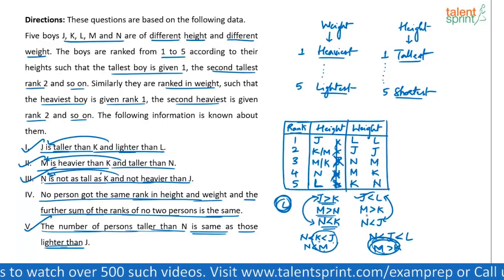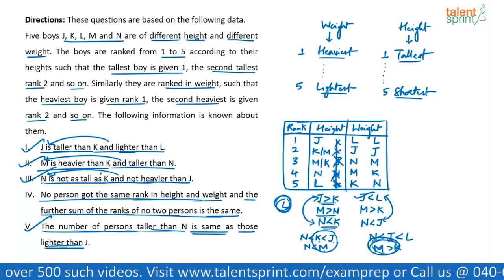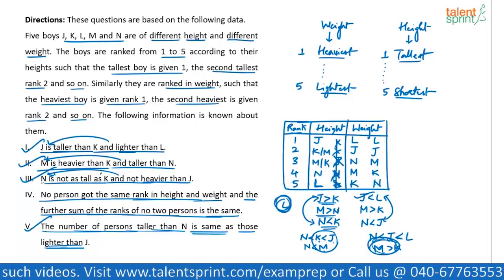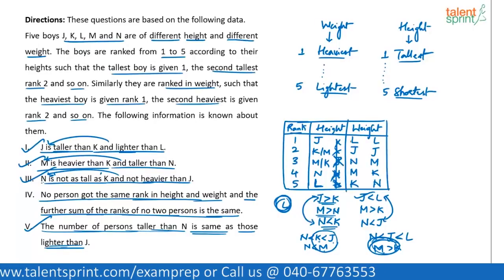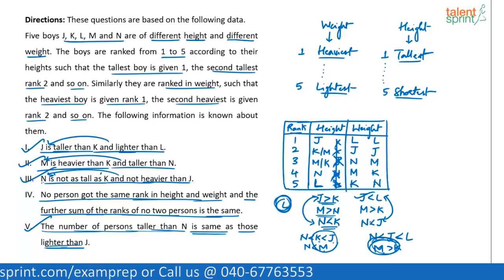I fix the position of N next. How can I fix the position of N? I know that definitely N is fourth in terms of height. So N cannot be fourth in terms of weight. N can be third or fifth. So LJN are fixed. M and K. We know that M is greater than K. So M should come above K.